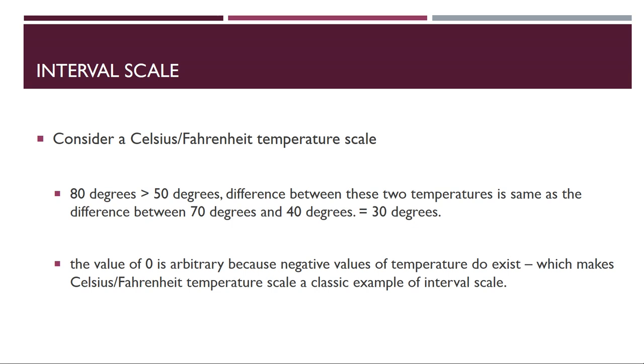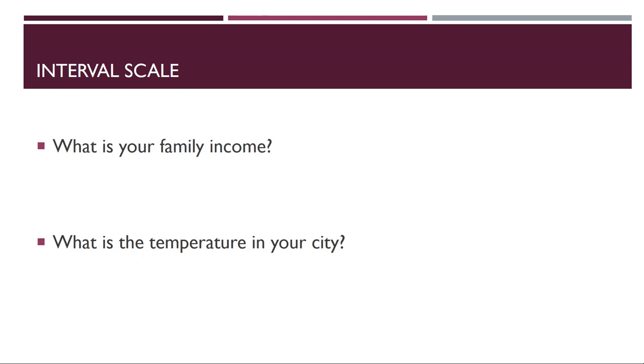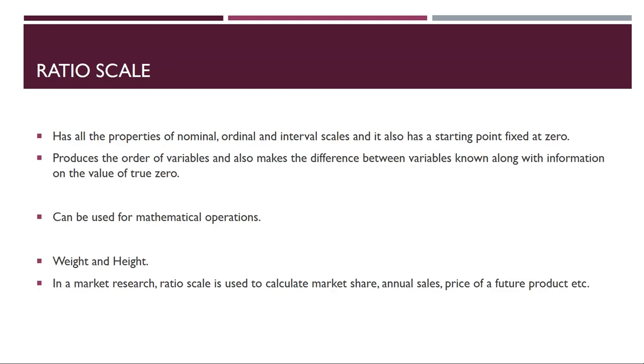So it has all the characteristics of the properties of ordinal scale, and it has a unit of measurement with an arbitrary starting and terminating point. It has an arbitrary zero because negative values of temperature do exist. It is very mathematical, very numerical as well. For instance, your family income, or what is the temperature in your city, and so on. Ratio scale, of course, has all the properties of nominal, ordinal, and interval, all the scales that we have looked at before, and it also has a starting point fixed at 0.